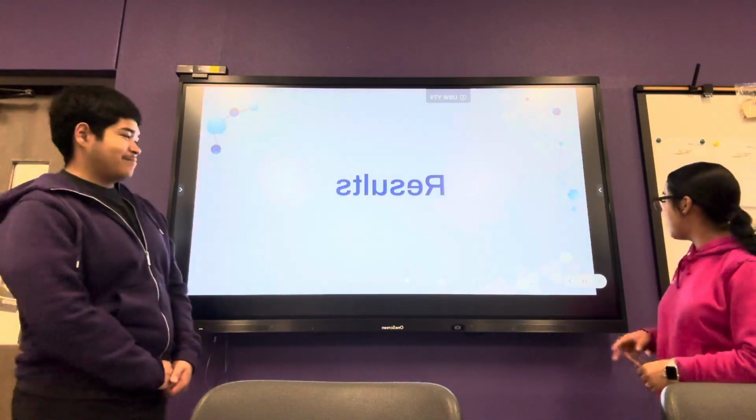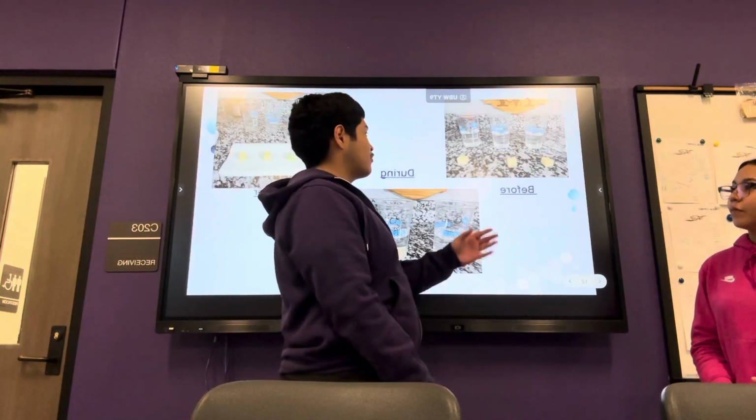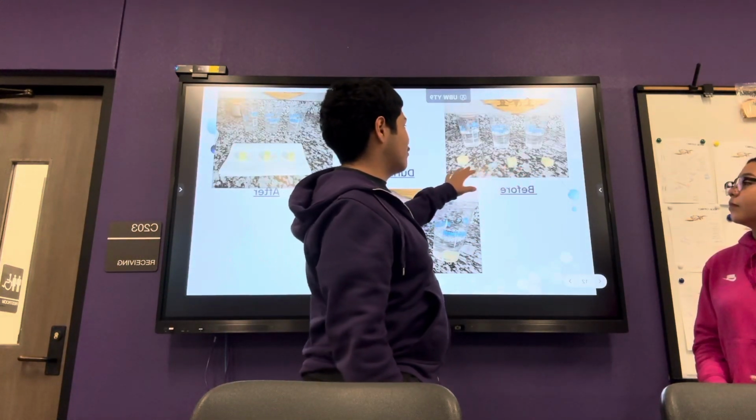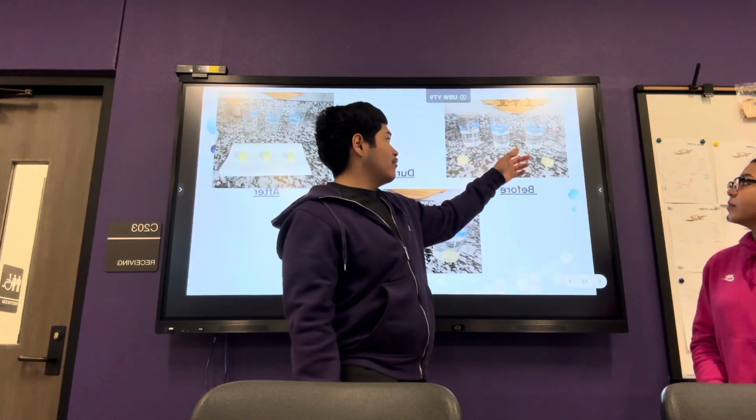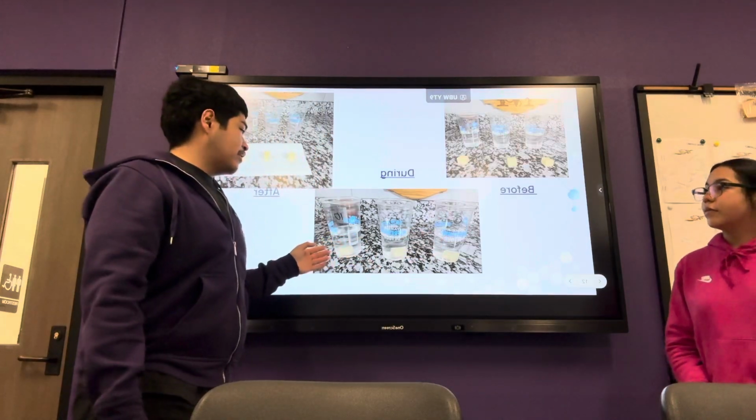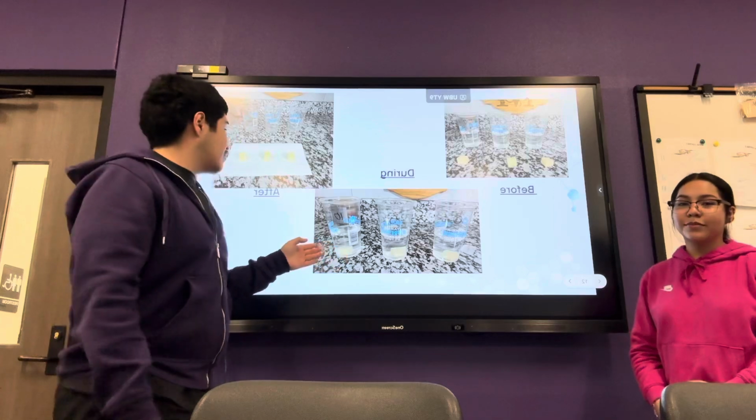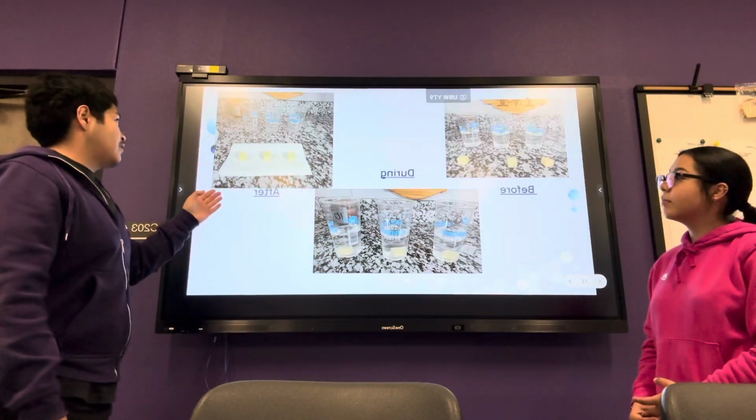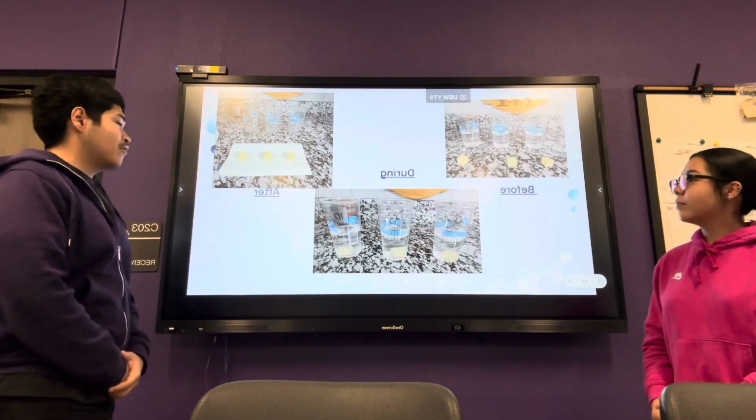The results. So here's the before results, as we had our potatoes out and all the water that had the salt in it. This one has 0, this one has 5 grams, and this has 10 grams. This is where we submerged the potatoes and put a timer on for 30 minutes. This is after we stopped the timer after 30 minutes, and these are the potatoes out of the cups.